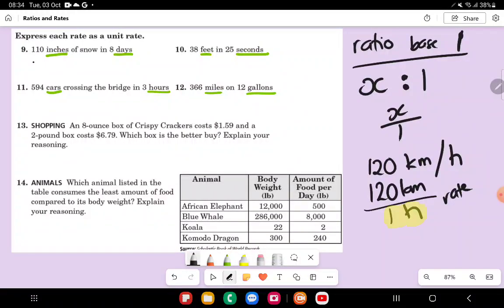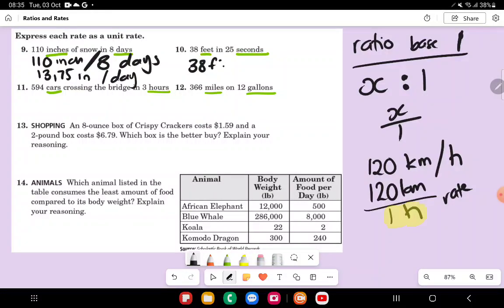So let's say if I have 110 inches in 8 days, so per 8 days, it means I'm going to divide both sides by 8 because I want the bottom to be equal to 1, right? So that is going to become 13,75 inches per day. In 1 day, I got 13,75 inches.